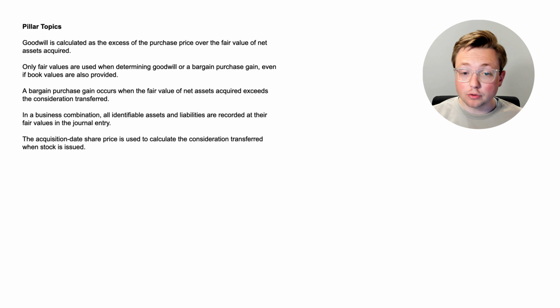Now let's go to the next one. Only fair values are used when determining goodwill or a bargain purchase gain, even if book values are also provided. So you need to make sure that you pay attention to the fair value or how to calculate the fair value. Now let's go to the next one. A bargain purchase gain occurs when the fair value of net assets acquired exceeds the consideration transferred. Okay, so again, that's kind of the other side of the goodwill. In a business combination, all identifiable assets and liabilities are recorded at their fair values in the journal entry, and the acquisition date share price is used to calculate the consideration transferred when stock is issued.